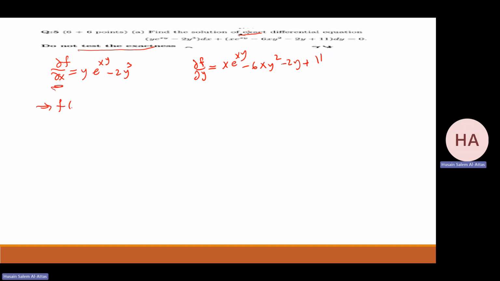So I have f of x and y. I'm doing the integration with respect to x. That will be e^(xy) minus 2y cubed x. Partial f with partial y will be x e^(xy) minus 6x squared y, and that should equal to this.